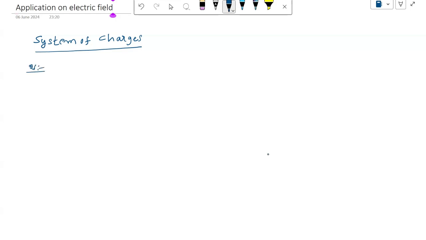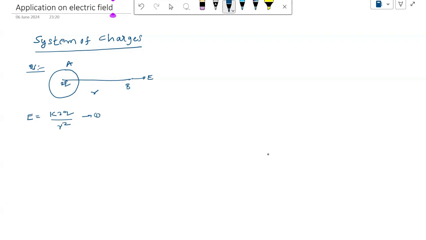So there are two spheres. Sphere A has charge 2q. From the center of sphere A at point B, the field is E. We know this is the distance R considered from A to B. Therefore, E is equal to K into 2Q by R square. So this is equation 1.